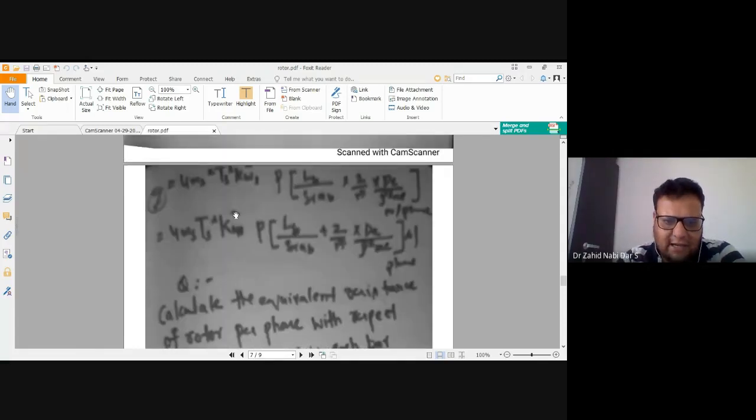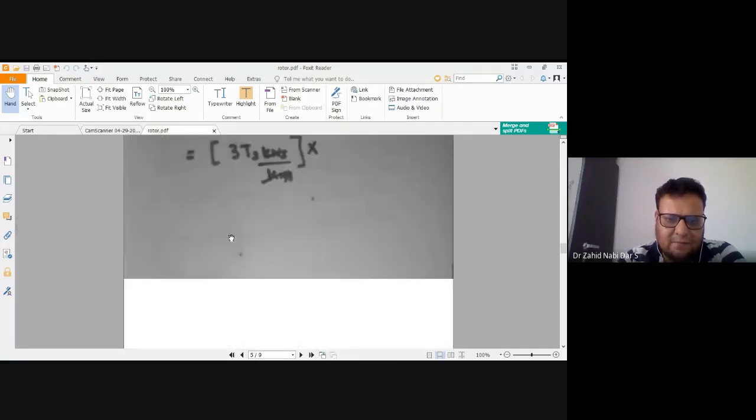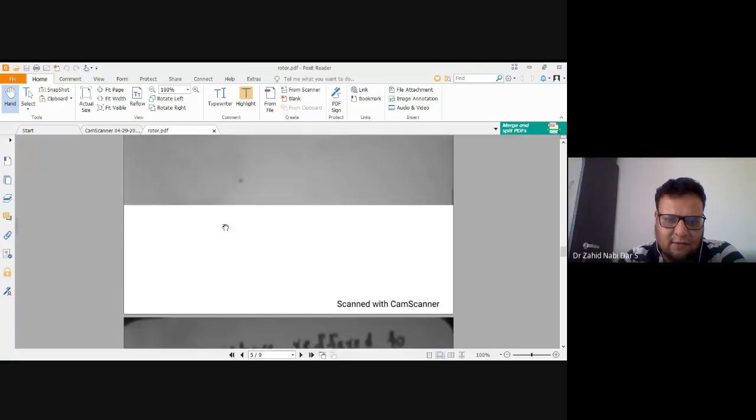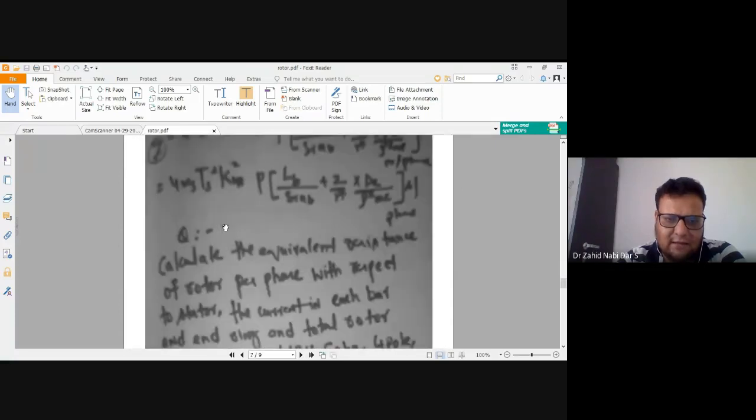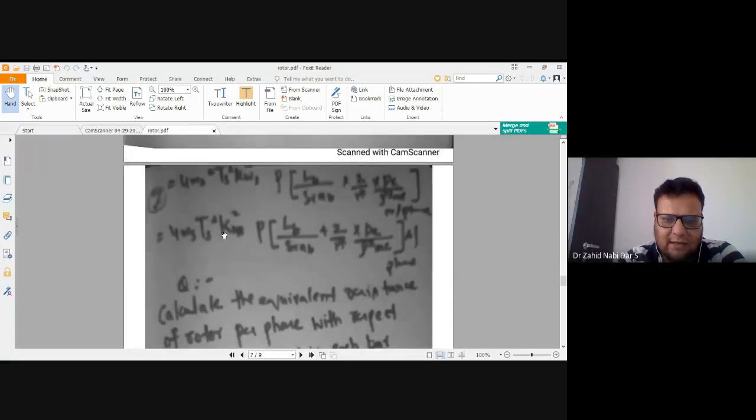So finally we arrive at an equation where this ms is the number of phases, which you can write as 3. Already you had it here, right? If you see here, 3 you are having here. So this ms, we have written as 4 into 3 Ts square Kws square p lb sr ab.